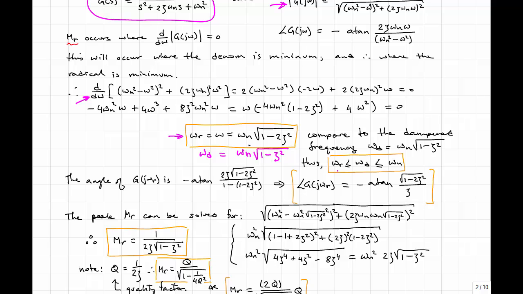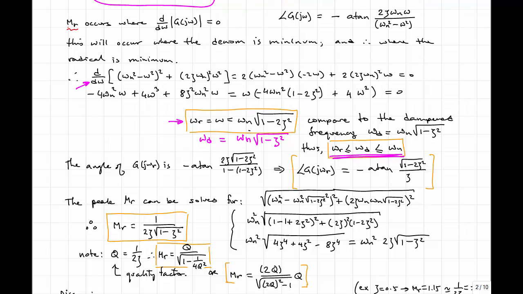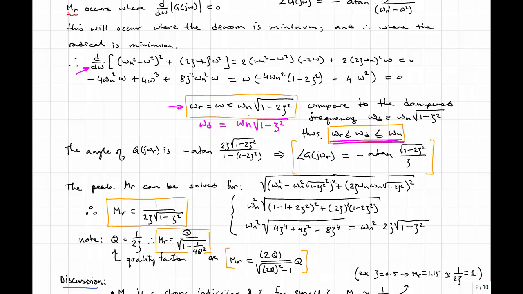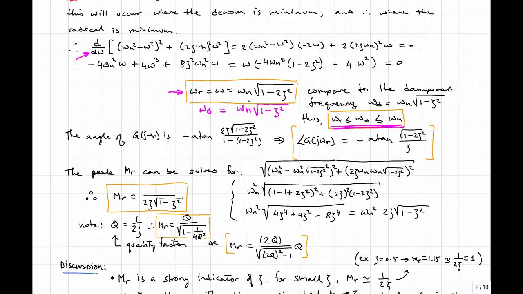And so we can conclude that there is this ordering between these three frequencies. The undamped natural frequency, omega n, is always greater than the damped natural frequency, omega d, which is greater than the resonant peak frequency, which is omega r. We also can, from this, calculate what the peak magnitude is. We plug in omega r to the magnitude expression for G of j omega, and we do some arithmetic, and we arrive at an Mr expression of 1 over 2 zeta times the square root of 1 minus zeta squared.